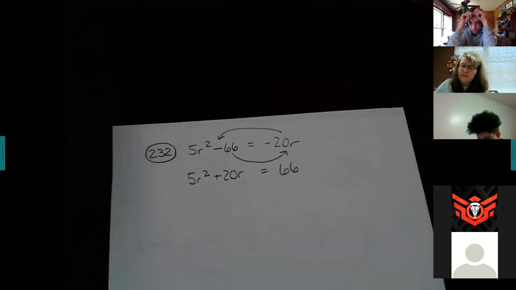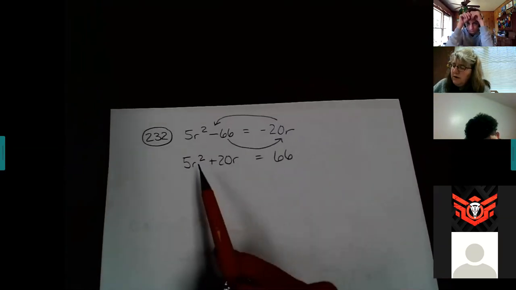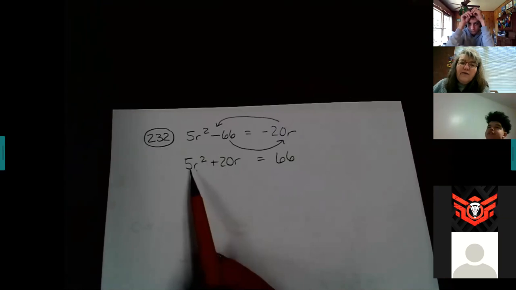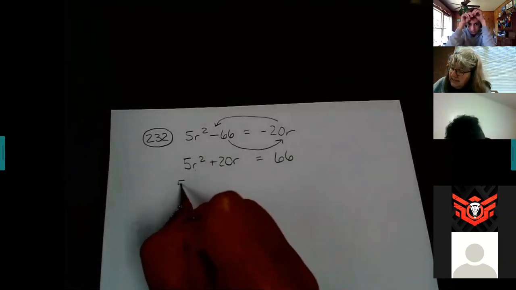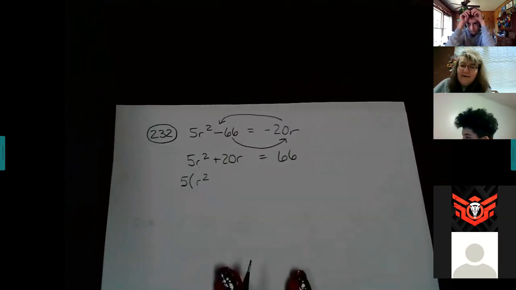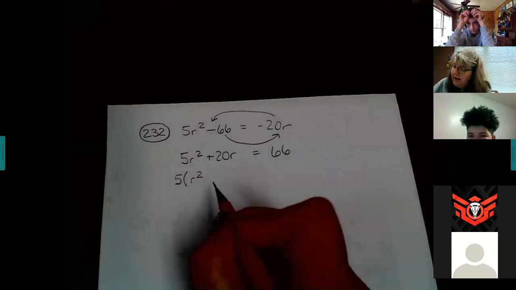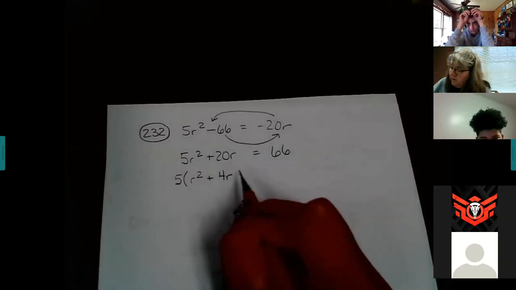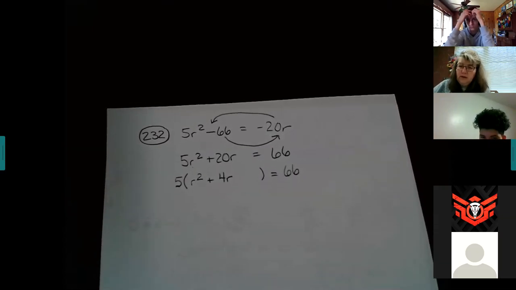Okay. Then the next thing it asks on the flow chart is, is the coefficient of the squared thing 1? Nope. And we say no. And so then it says factor it out. So when I pull 5 out of 5r squared, I'm left with r squared. When I pull 5 out of 20r, I am left with 4r. Y'all with me?